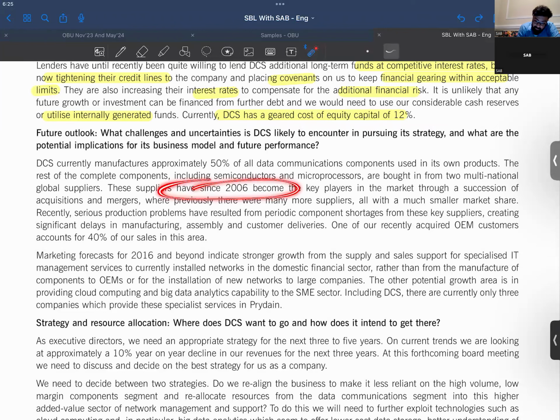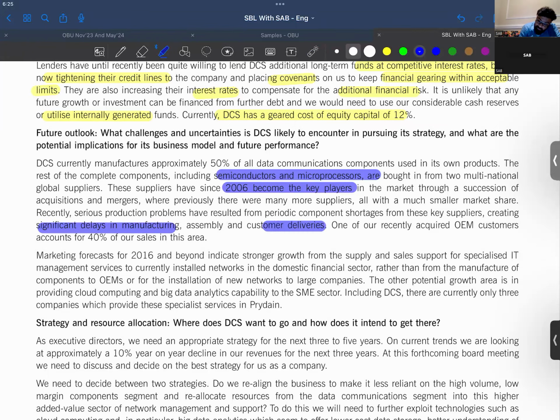These suppliers become the key players. So now these suppliers of these components, the semiconductors and microprocessors, are the key players in the market through a succession of acquisitions and mergers where previously there were more suppliers, all with a small market share. Recently, serious production problems have resulted in component shortages for these key suppliers, creating significant delays in manufacturing and customer deliveries. One of our recently acquired customer accounts is 40% of our sales in this area. So in this particular area, the sales of semiconductor and microprocessor related products account for 40% for OEMs, right?